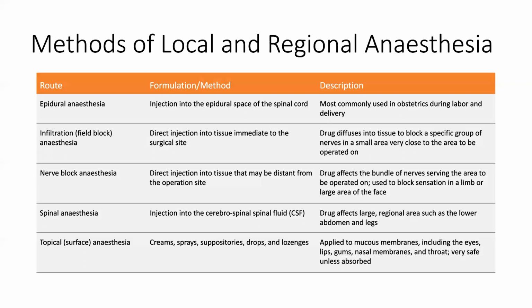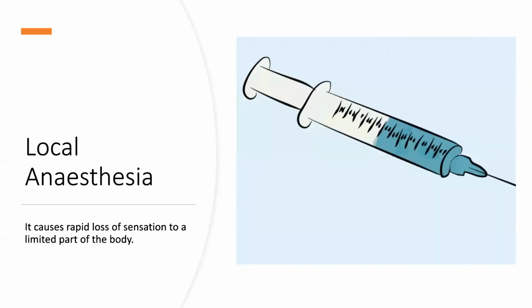Then we have topical or surface anesthesia. We use creams, sprays, suppositories, drops, and lozenges. They are applied to the mucous membranes, including the eyes, lips, gums, nasal membranes, and throat, and it is very safe unless absorbed. So these are all the routes of local and regional anesthesia. What are their methods, how to give them, and what they do, which part is affected by which anesthesia.